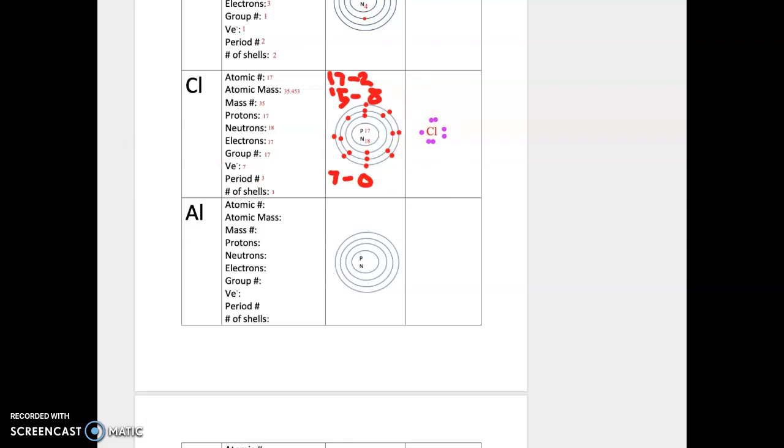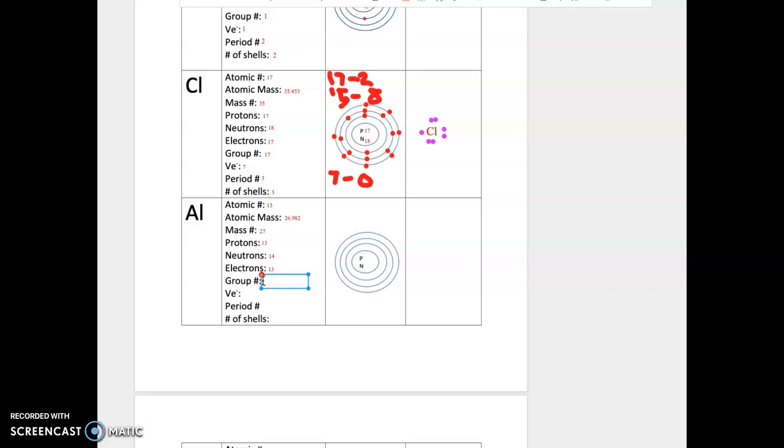Okay, going down to aluminum. So on aluminum, we have the atomic number being 13. Our atomic mass, which is found on the periodic table, is 26.982. Our mass number, we're going to round that to 27. Our number of protons is the same as the atomic number, so it's 13, which is also the same as our electrons, which is 13. Our mass number, which is 27, minus our protons, which was 13. So 27 minus 13 gives us 14 neutrons.